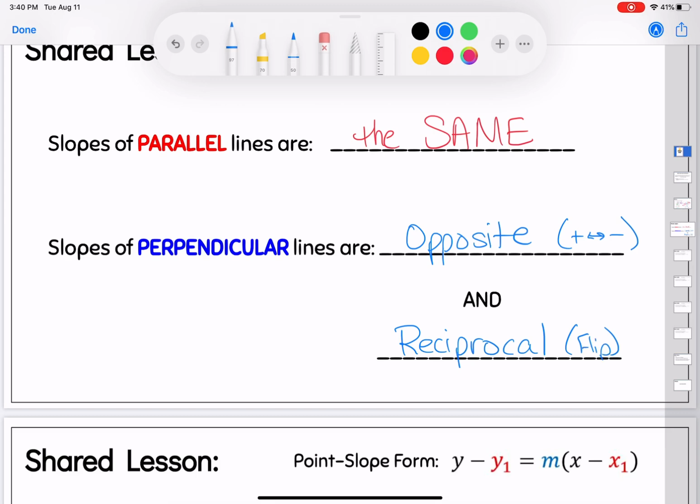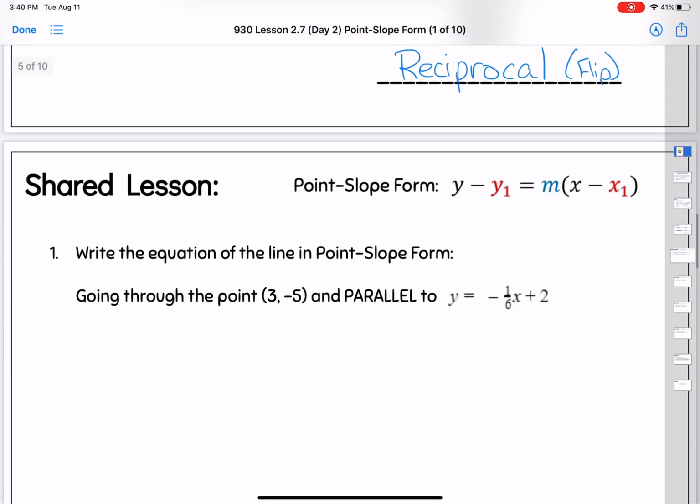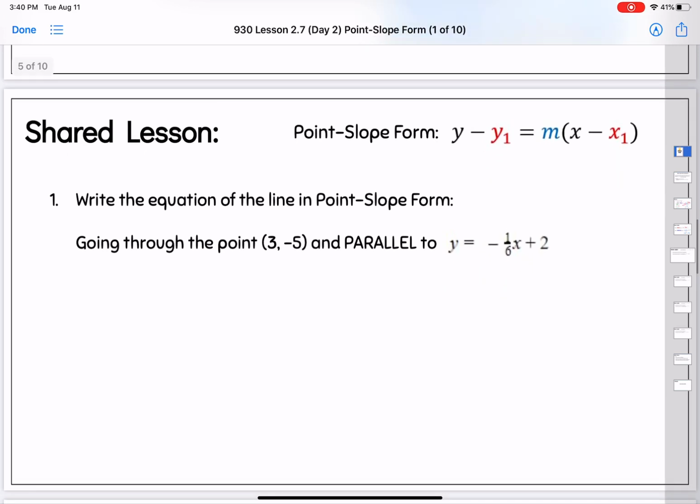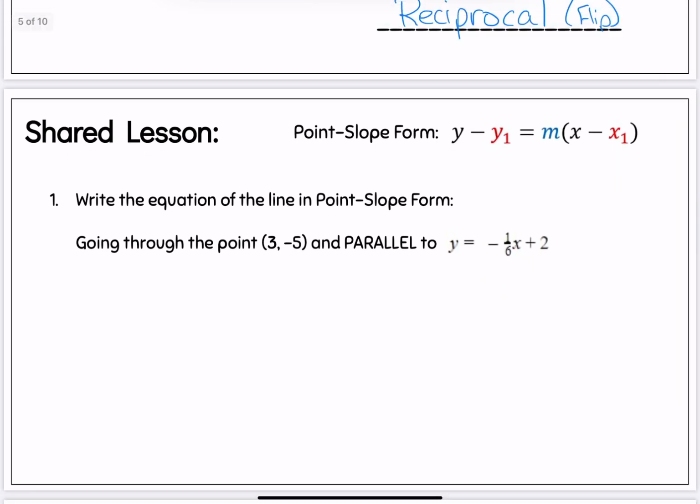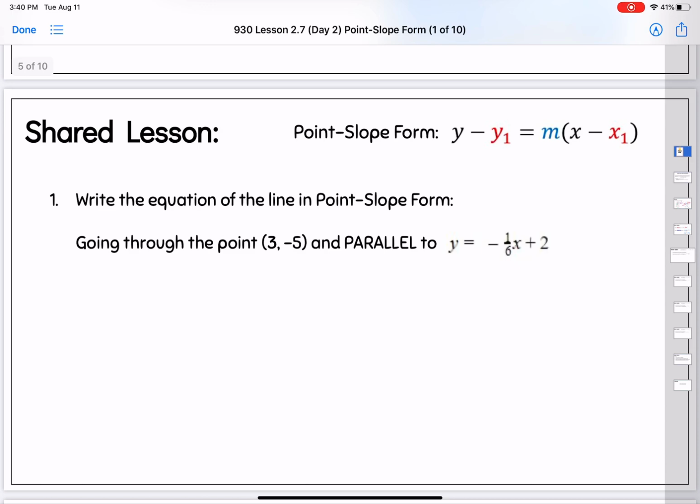All right. So let's see how we can use that idea. Notice here we are back to what we were doing yesterday. We're going to write these equations in point-slope form, right? And so I gave you that little hint of what point-slope form was again. y minus y1 equals m times x minus x1.